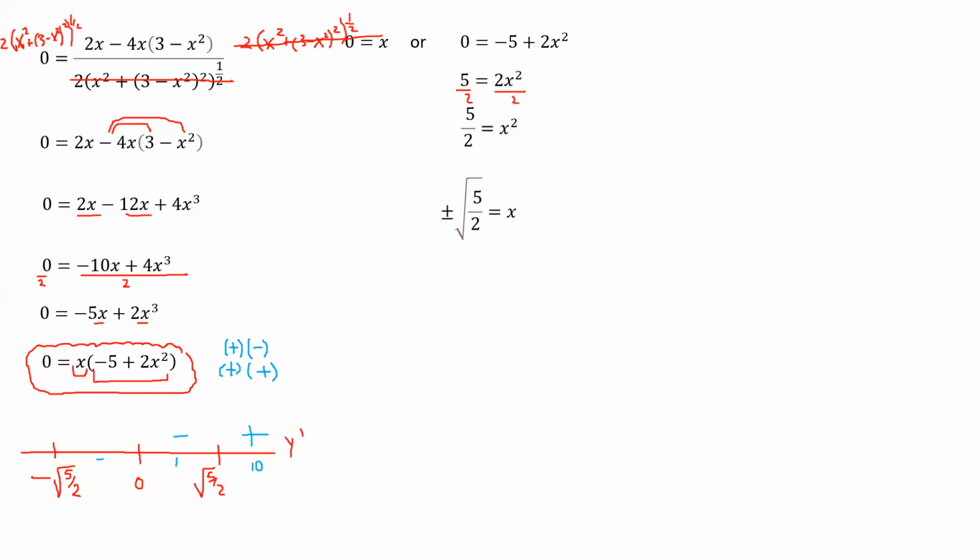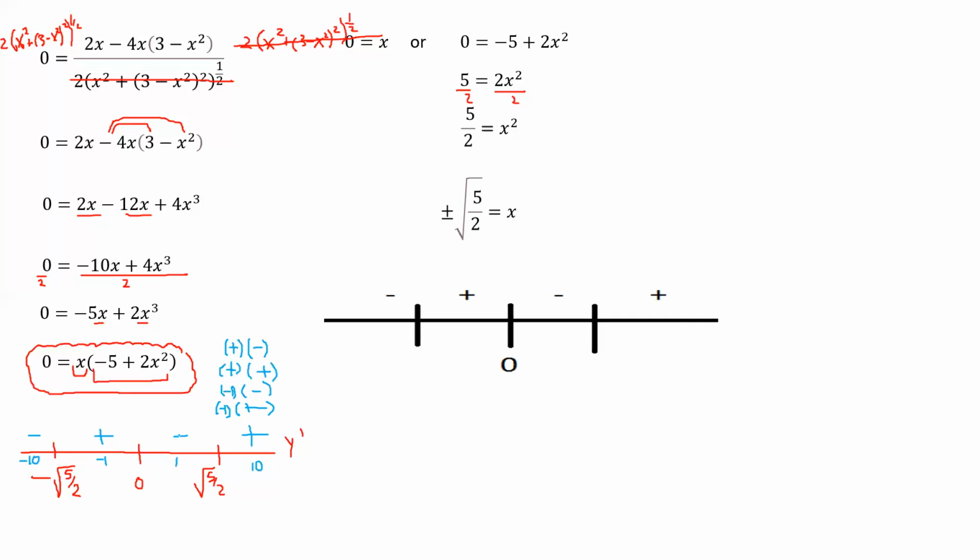On the other side, how about negative 1? When we do negative 1, that will be negative. Negative 1 squared times 2 minus 5 is also negative. Negative times a negative is a positive. And I'll work with negative 10 for my next number. Negative 10 for that one is negative. Negative 10 squared times 2 minus 5, that will be positive. Final answer for that one, negative. So there's our plus minus chart.